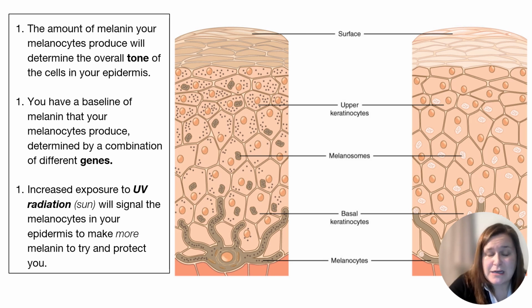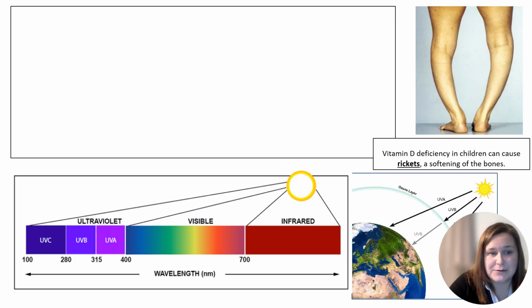You're going to have a baseline of melanin that your melanocytes produce. This is going to be primarily determined by your genes. And then increased exposure to UV radiation will signal those melanocytes in your epidermis to make more melanin to try to protect you. So that is how we get a tan outside.